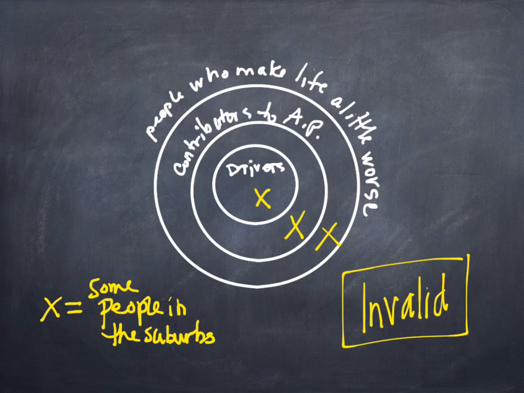Could these some people be drivers? Yes. Do they have to be based on this argument? No, not based on this argument. Okay?